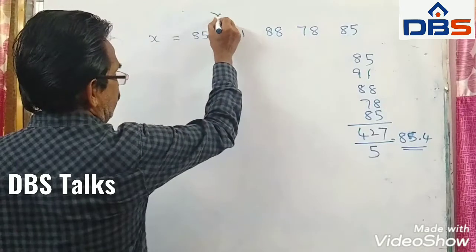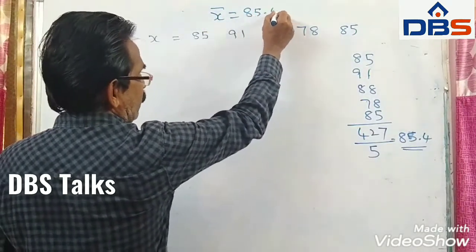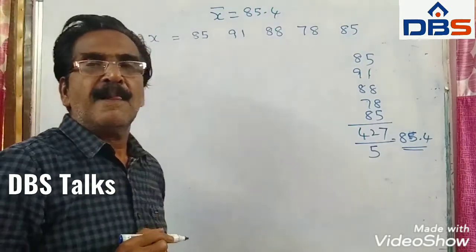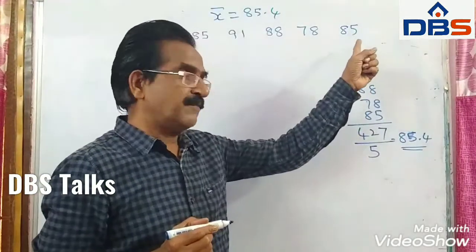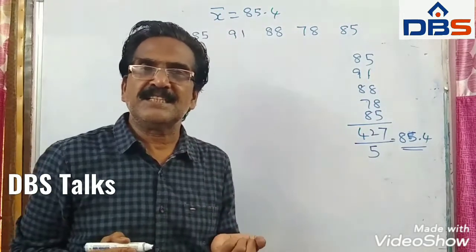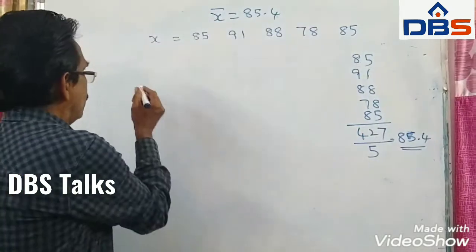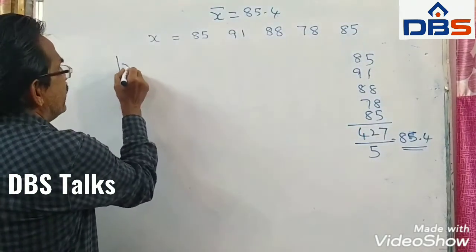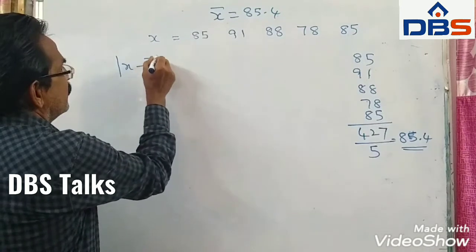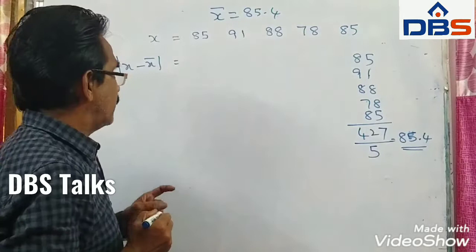So what is the value of x bar, friends? 85.4. 85.4 is the average, the mean. So what is our next thing? We have to find x minus x bar. We have to find absolute x minus x bar.